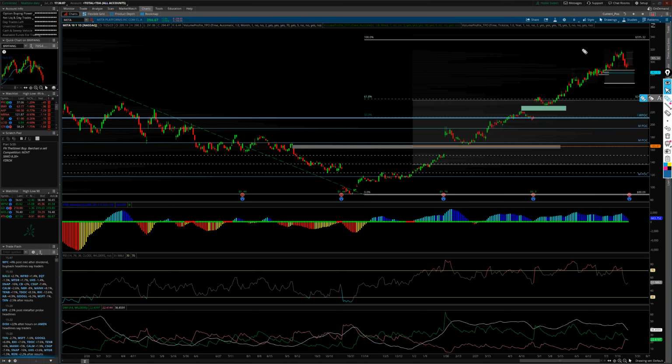I bought a 320, 325, 330 call butterfly for 20 cents. So if it goes down, nothing. I lose $20, which is less than the cost of a burrito now. But it's already up $5.